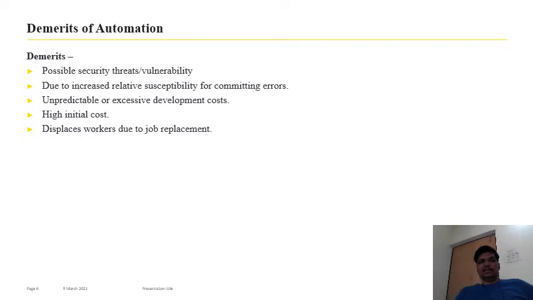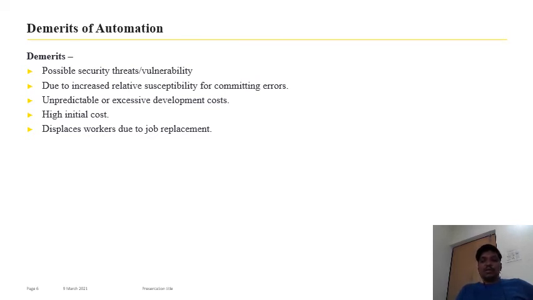Possibly there are security threats due to increased susceptibility to errors, and unpredictable or excessive developmental cost, because every time you have to develop something, an extra amount of money is to be added to it. You have saved the money, but the same money has to be incorporated here so that you are in a position to generate R&D and get good results out of that department. Then the cost of every equipment installed in this domain is very high, and you are replacing a working force with a flexible manufacturing setup, for example robots or automated systems. So the job unemployment rate will be comparatively high. So these are some of the demerits of automation.